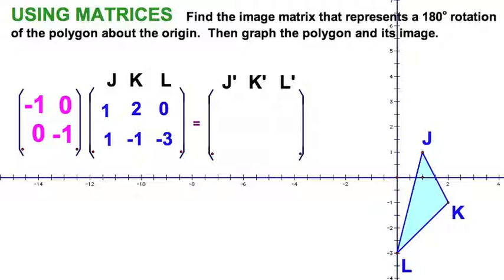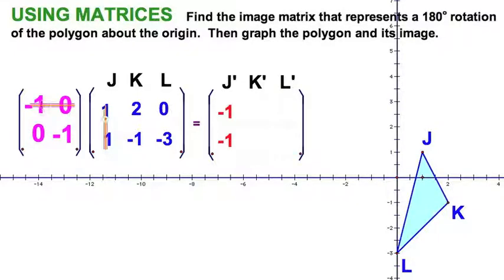And just like we've been doing so many times before, first row times first column. And so we see there negative 1 times 1 plus 0 times 1, and that's going to give us negative 1. Second row times first column: 0 times 1, negative 1 times 1, and we'll get a negative 1 there as well. Let's go through the rest of them.